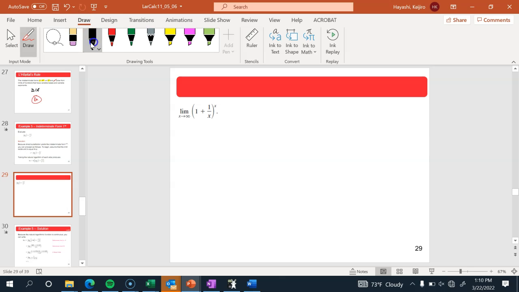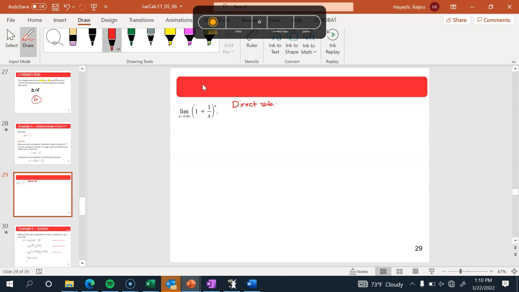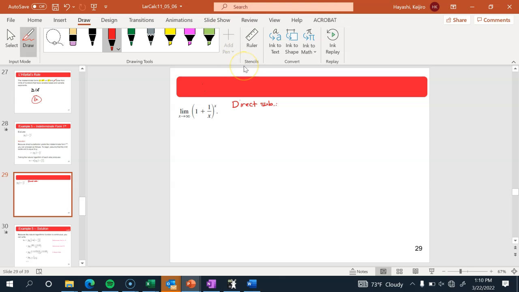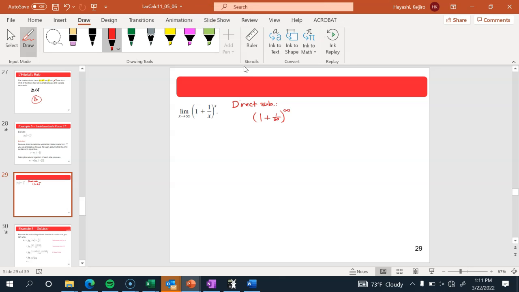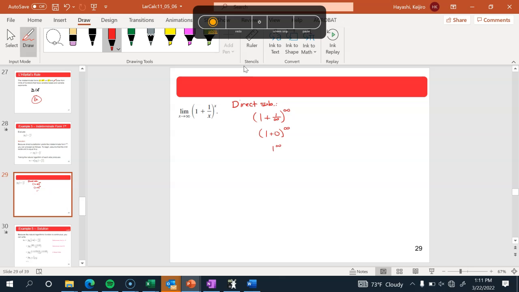Now if you directly substitute, you'll get 1 plus 1 over infinity to the infinitieth power. This is 1 plus 0 to the infinitieth, which is 1 to the infinitieth power, which is an indeterminate form, but not one that you can use L'Hopital's rule on.